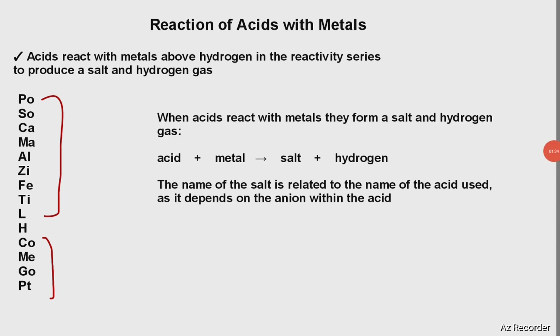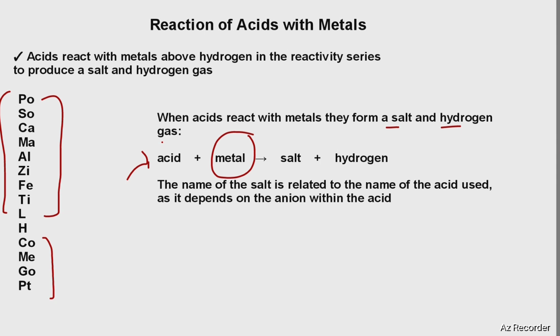So what we are basically saying is that when acids react with metals, they form salt and hydrogen gas, and this is how the reaction proceeds. The metals that you should always put here are the metals that are simply here. These will react directly with an acid. The name of the salt is related to the name of the acid used, as it depends on the anion within the acid.